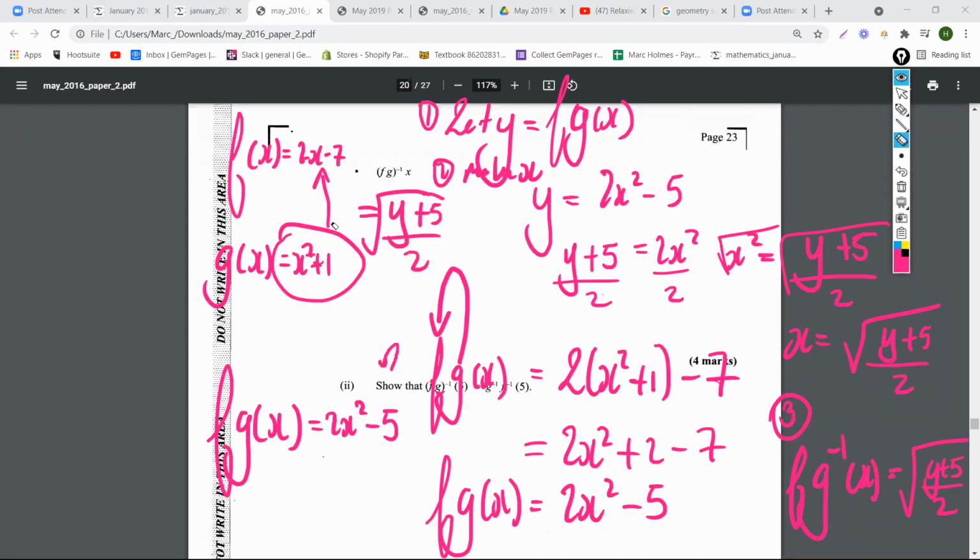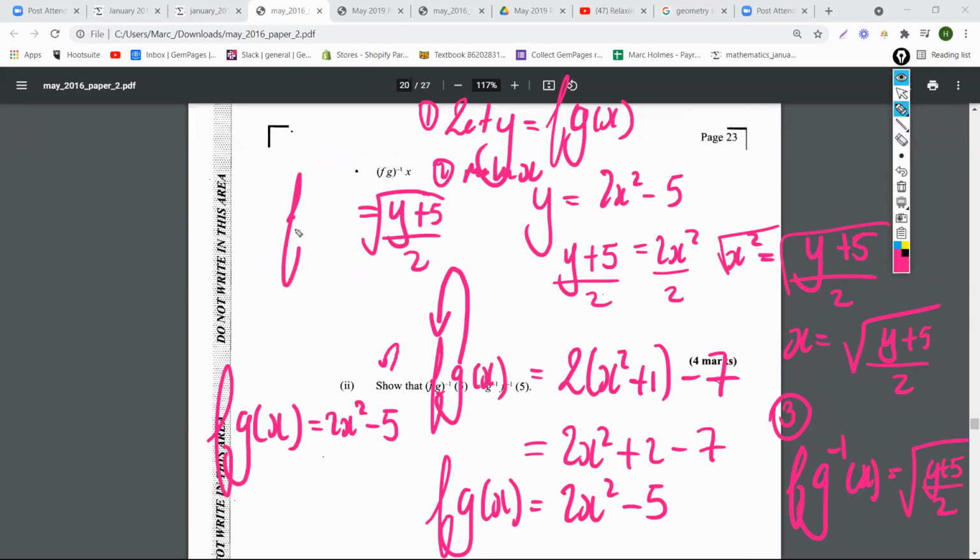That's the answer for (fg) to the negative 1. Wouldn't you switch back the y to an x? Yeah, sorry about that. The last step, of course, is that you change the y to an x. So here should be x. Sorry about that, I skipped that step. So this is the inverse: (fg) to the negative 1 of x is the square root of (x plus 5) over 2.